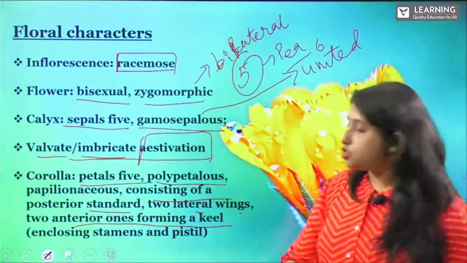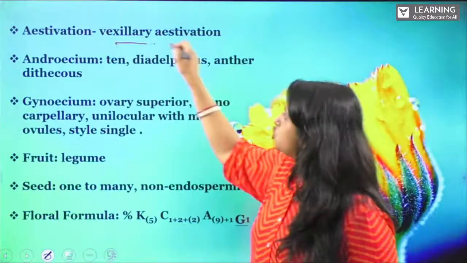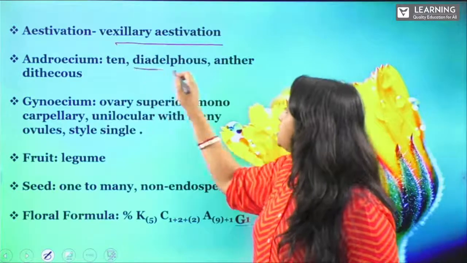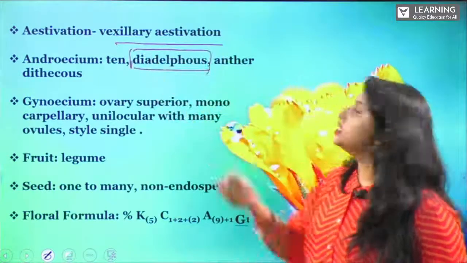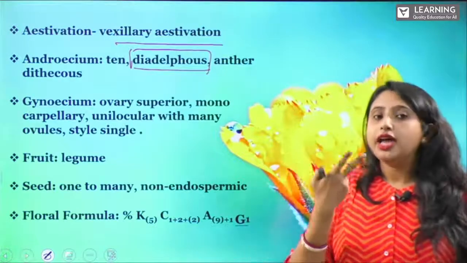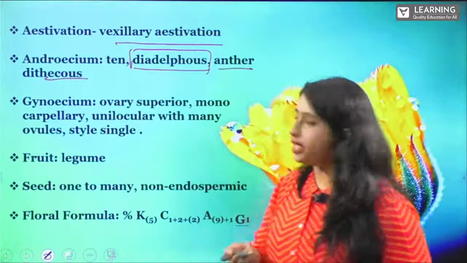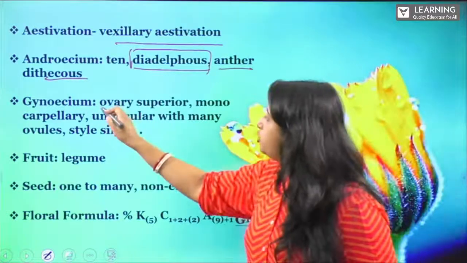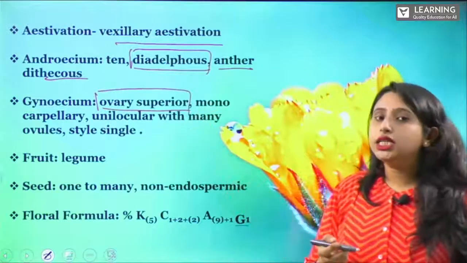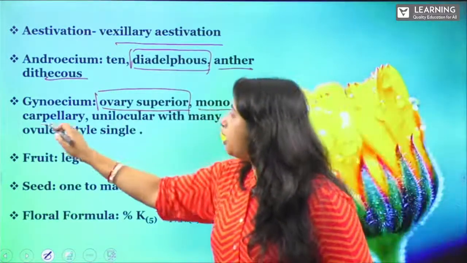Okay, so this is all about the floral parts. And aestivation, they show vexillary aestivation. Then androecium, they are diadelphous, that is they are forming 2 bundles of stamens, right? Di means 2. Next, anther is dithecous, that is bilobed. Gynoecium, that is ovary, will be superior in this type of flowering plants, and they are monocarpellary.